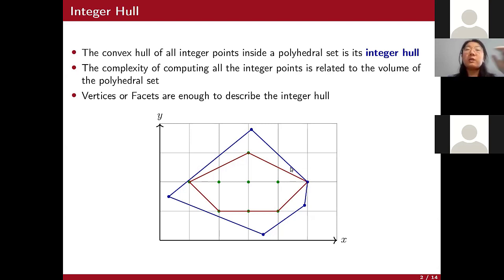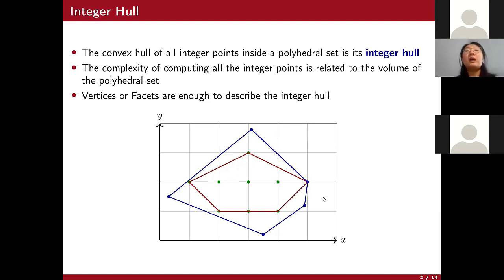But a lot of algorithms depend on computing all the integer points and then finding the convex hull of them. Using this example, all these green dots are the integer points, but we don't really need all of them to describe the integer hull. We only need the ones on the outside, which are the vertices of this red polyhedral set. That would be enough to describe the integer hull. So we want to build an algorithm that doesn't need to compute all the integer points.